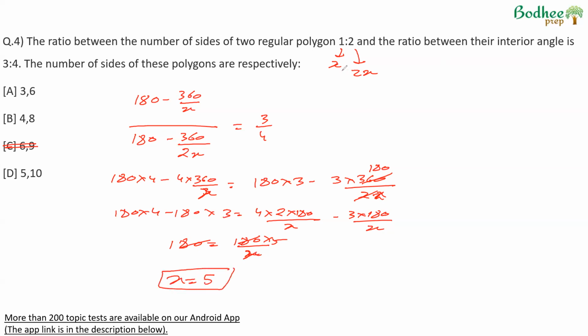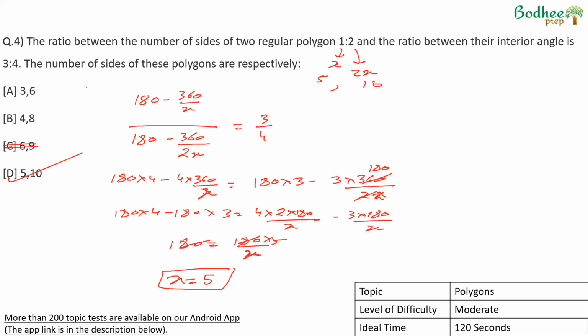Since the number of sides in the first one is 5, in the second one it will be 2x, which is 10. Option D becomes the answer. The question is easy in terms of concept, just the application of formula. The calculation might take some time, so I'm saying overall moderate, about 2 minutes to solve.